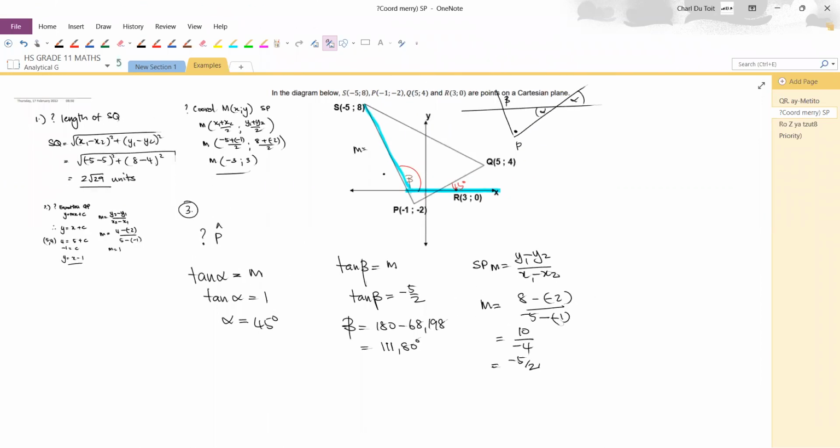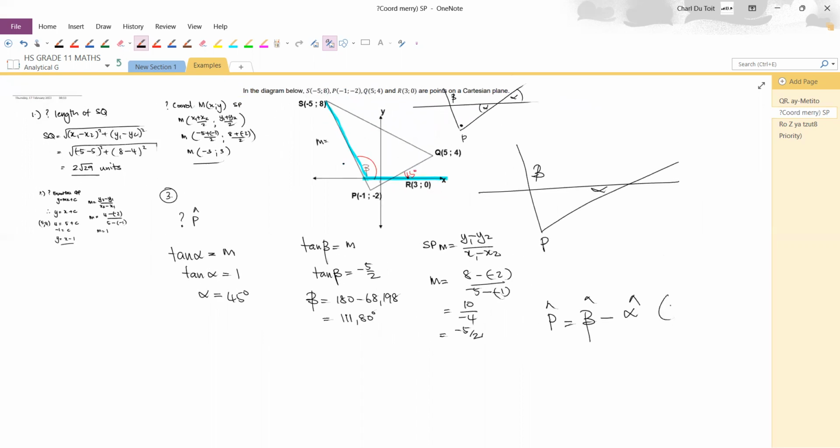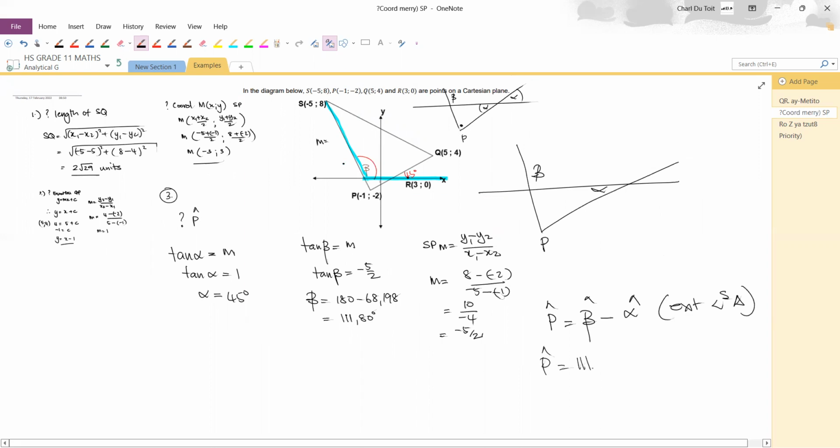So now look at that angle there. Beta minus alpha is angle P. So angle P equals beta minus alpha. That's the exterior angle of a triangle. And then I have P as 111.8 minus 45, which is 66.8 degrees.